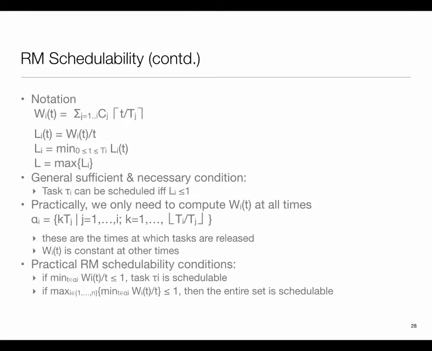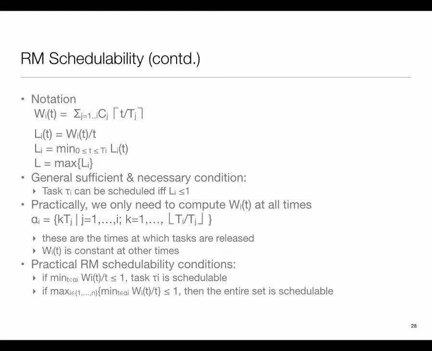So we define how much work is needed in time t. The work which is needed in time t is all the copies of different tasks which are arriving. If I'm considering task i as my test, this is all the copies of higher priority tasks as well as the ith task itself that are going to arrive. So this is the total work that is needed in time t. We define this variable L sub i of t as being W sub i of t divided by t.